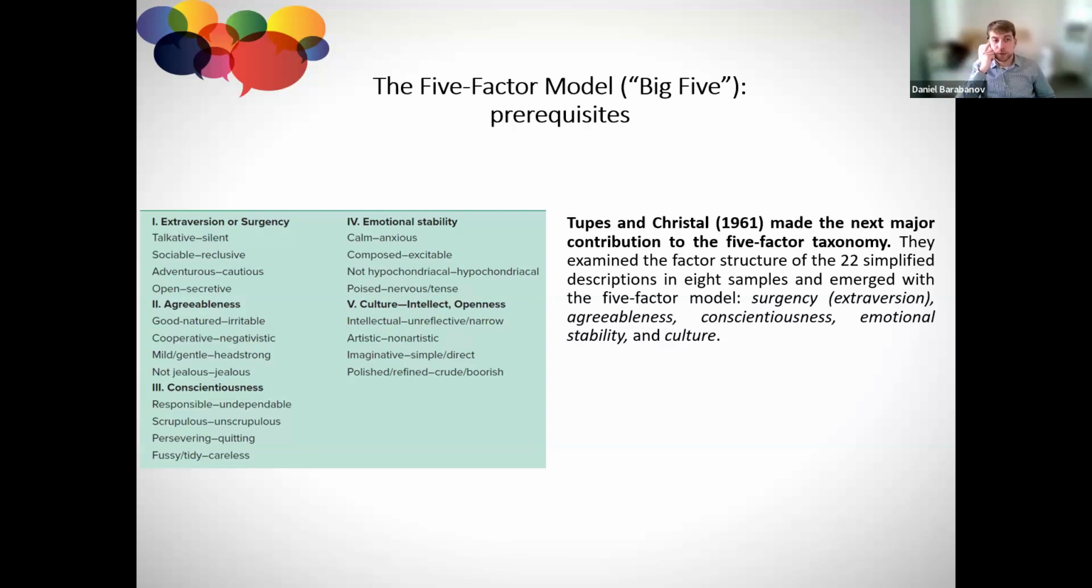So they suppose it might be extroversion or surgency, agreeableness, conscientiousness, emotional stability. And the last factor has more debates about how to call it: culture, intellect, openness to new experience. So it's the factor which is the most open to interpretation.